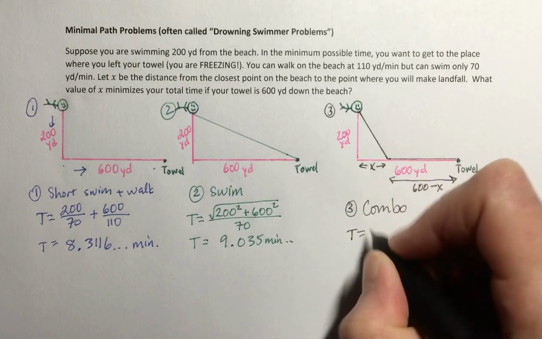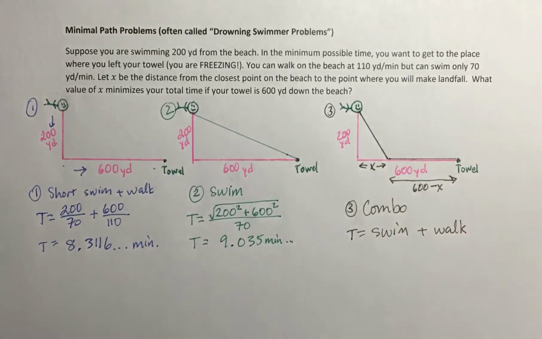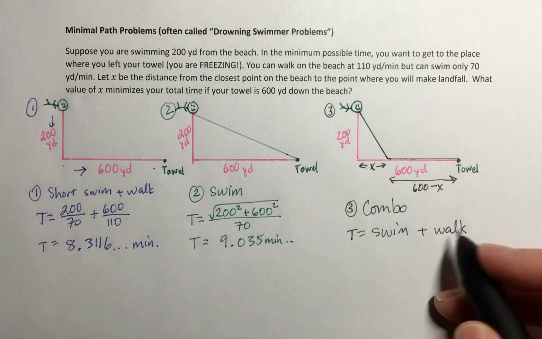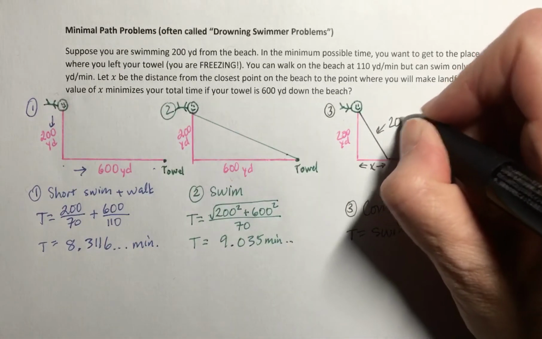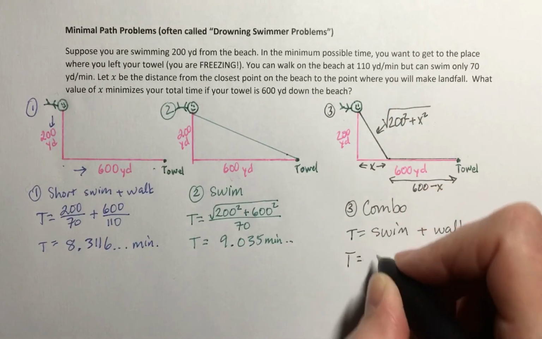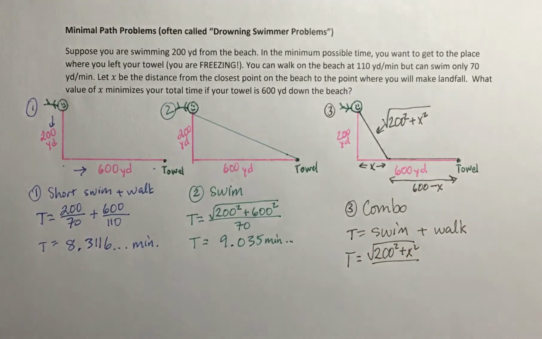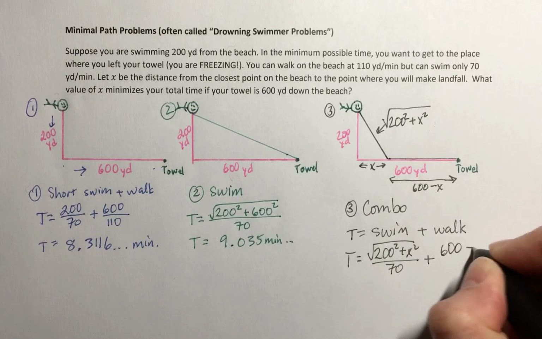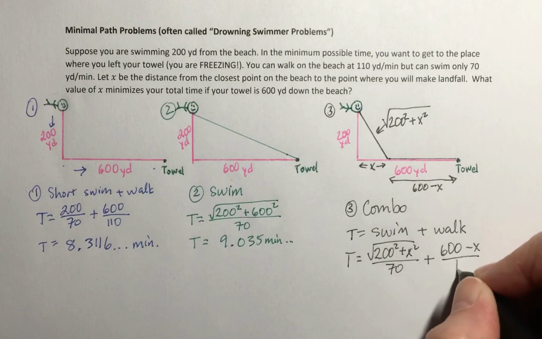Our time will still be the swim plus the walk. The walk is the easier part because it'd be 600 minus x divided by the walk speed. The swim is going to be the Pythagorean theorem to get this distance, so the square root of 200 squared plus x squared, divided by our swim speed of 70, and then plus the walk, which is 600 minus x divided by our walking pace of 110.